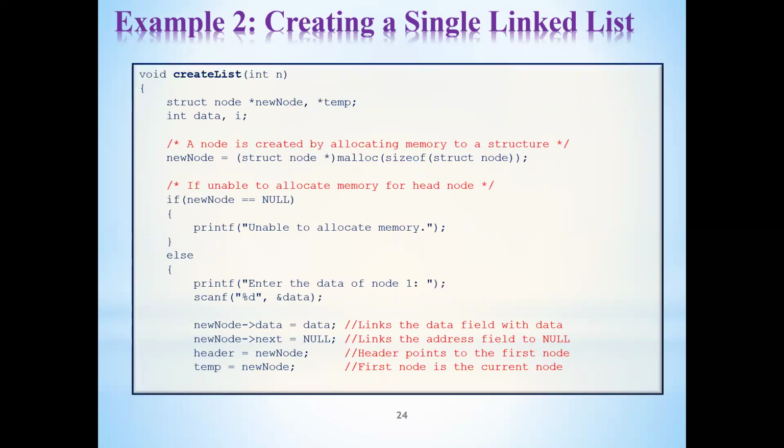Inside createList, with the help of the malloc function, we can create memory dynamically whenever you need it. You can do memory allocation with the help of malloc and assign data. You have to read data for all 10 nodes from the user with the help of the scanf function. Here, newNode data equal to data means this data is given by the user.